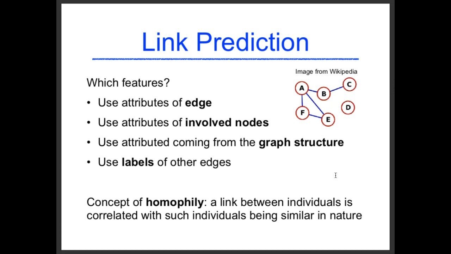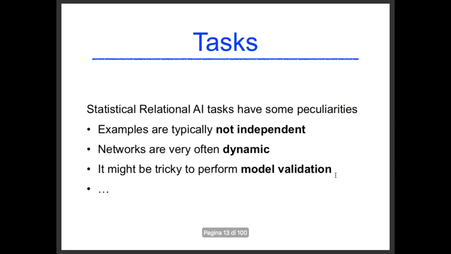Clearly behind this, as is written here, is the concept, what is called homophily in the study of networks. So a link between individuals is typically highly correlated with the individuals being similar according to some similarity measure, which is not clearly always simple to define. So we know that examples are typically not independent in this domain.